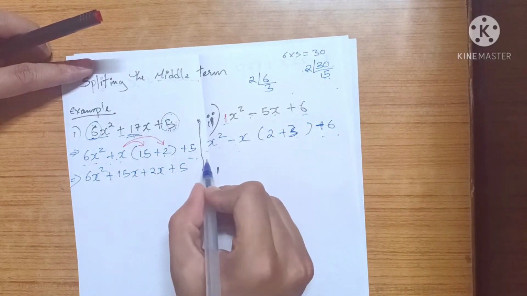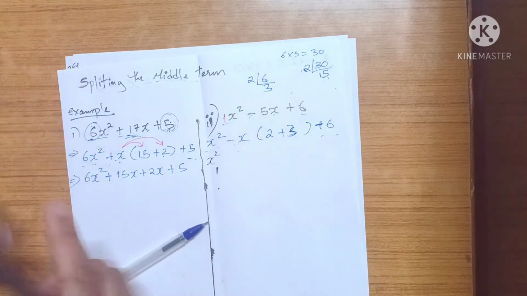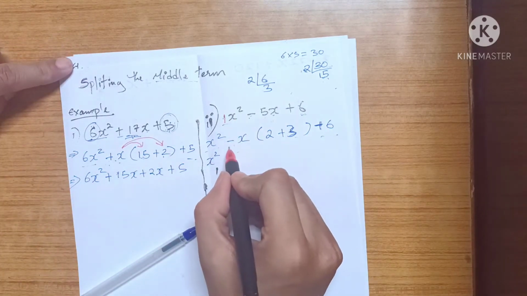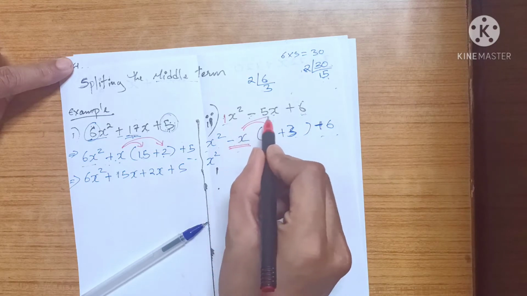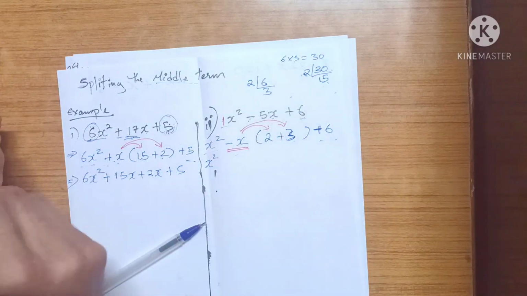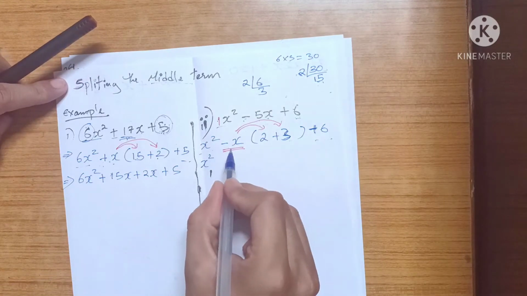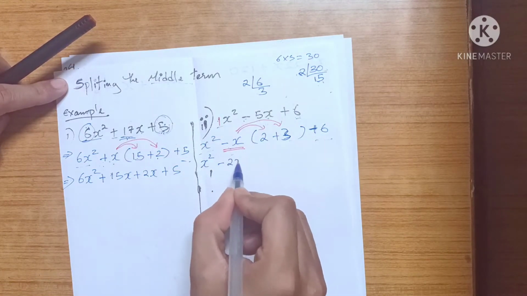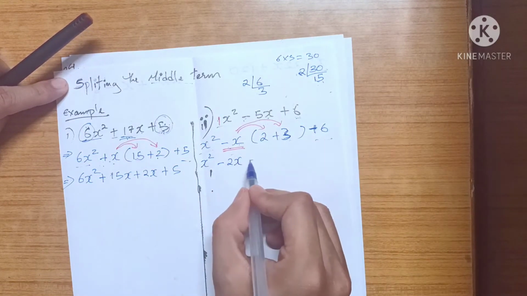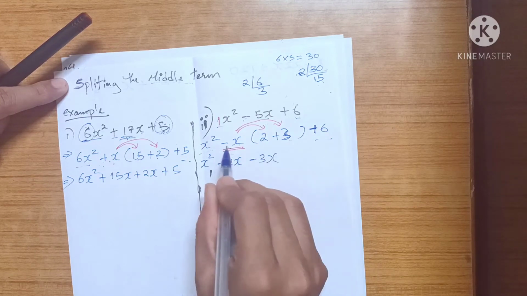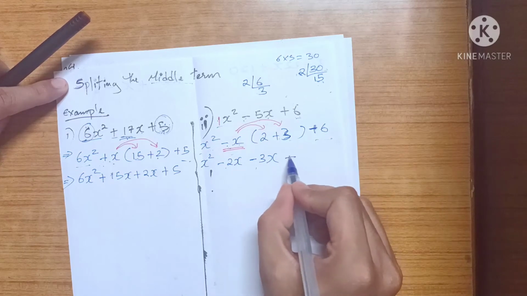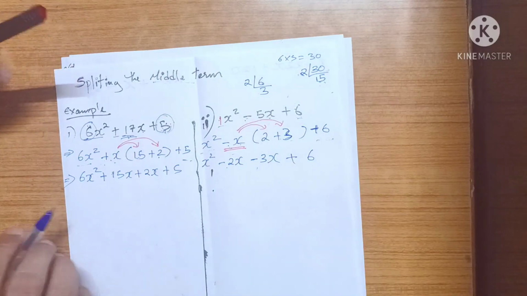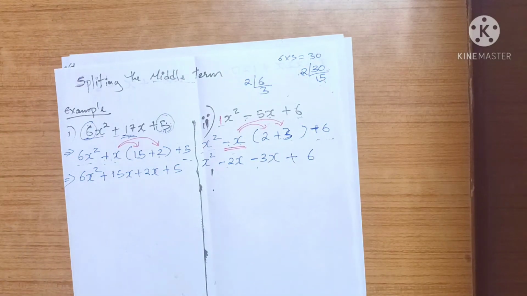Just like that, let's open this bracket also. So when you're opening the bracket, this is minus x. You have to remember that minus x multiplies this, minus x multiplies this. Very, very important. So minus x into 2 becomes minus 2x, minus x into 3 becomes minus 3x. Got it? Plus 6.